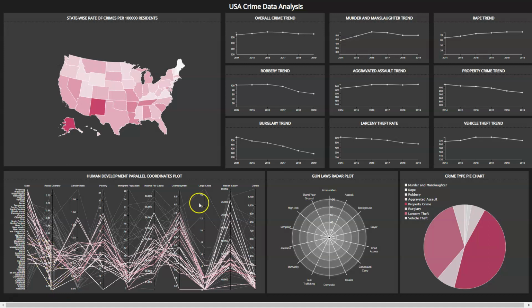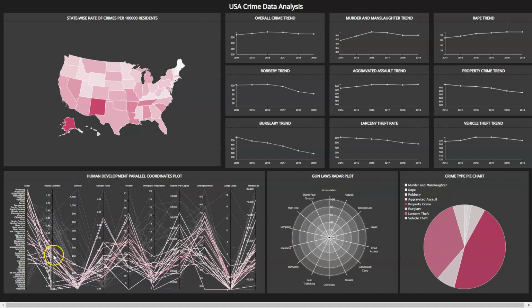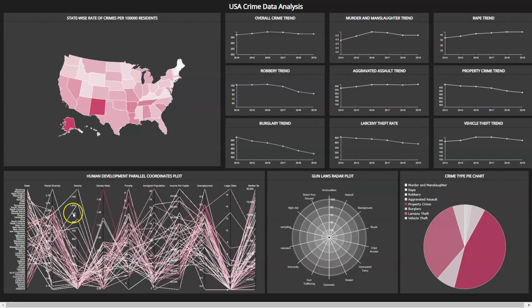If we brush over this axis, we will see that as we move below, in the places of low racial diversity, the crime rate is pretty low as the lines are very light. But at the same time, these are also the places where the population density is very low, so we have to be careful how we interpret this, and we need to avoid wrong conclusions.